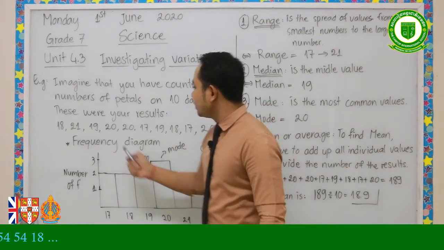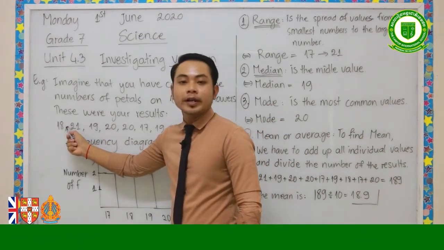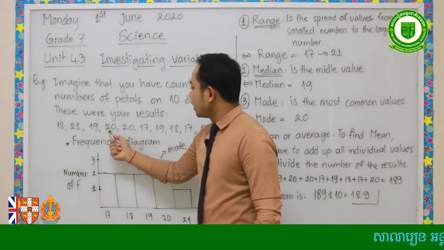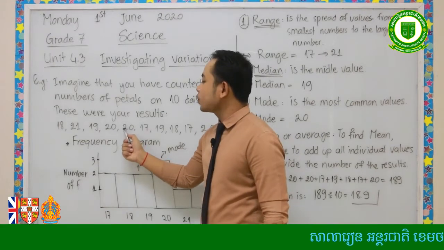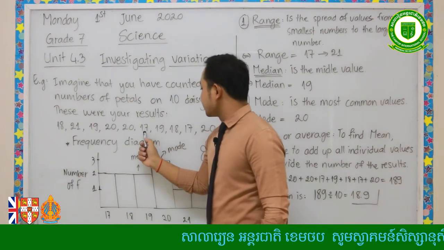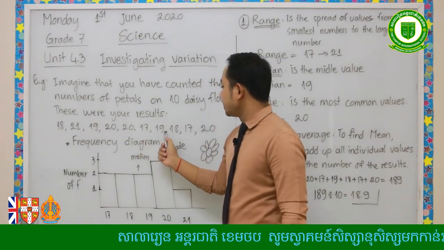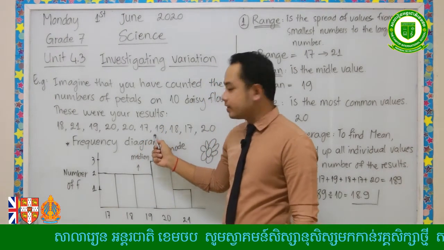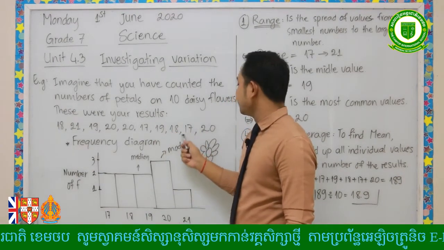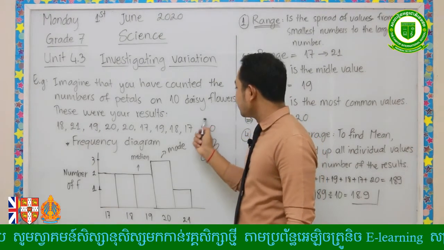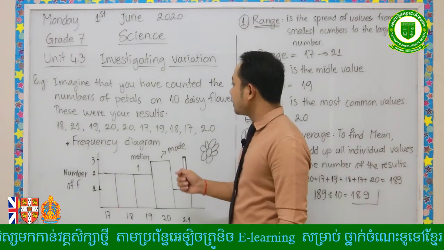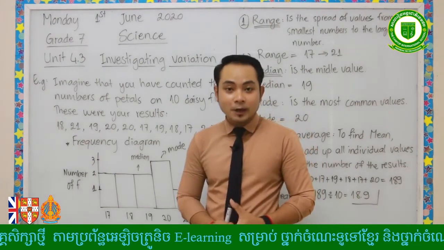The second flower, you found that there were 21 petals. The third, 19. The fourth, 20. And the fifth, also 20, so they got the same numbers of petals. The sixth, 17. The seventh, 19. The eighth, 18. The ninth, 17 petals, and the last one you got 20 petals. So these are the numbers of the petals on each flower.